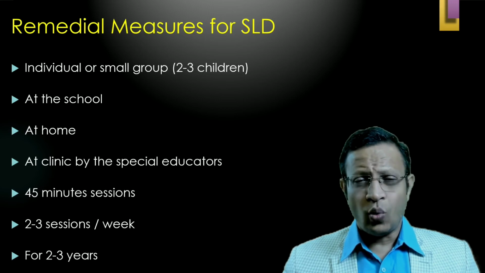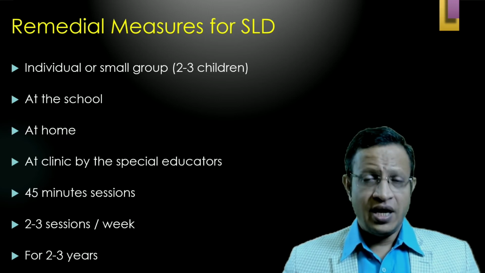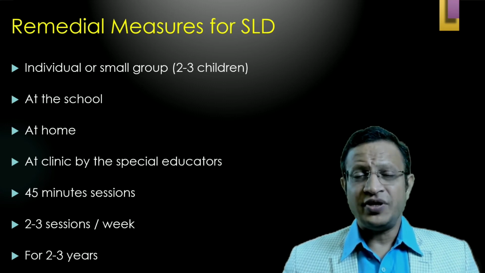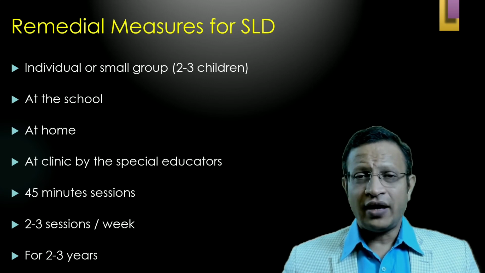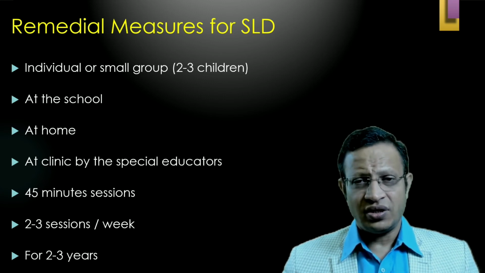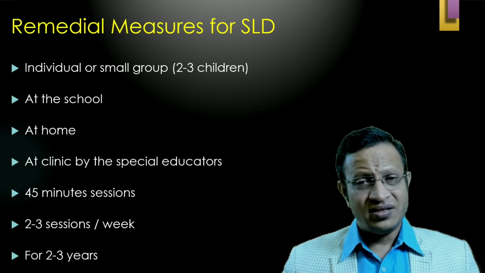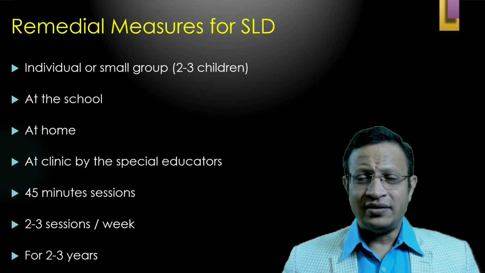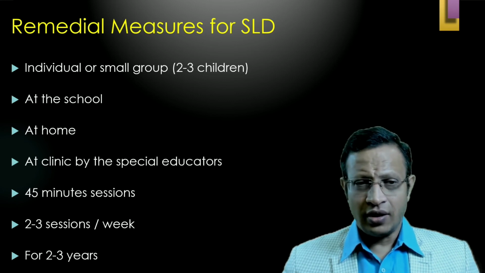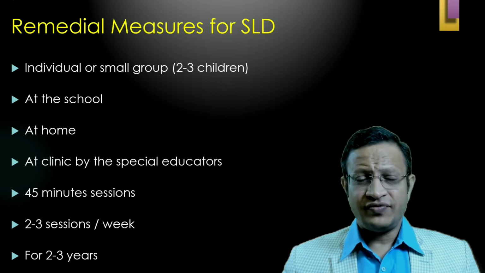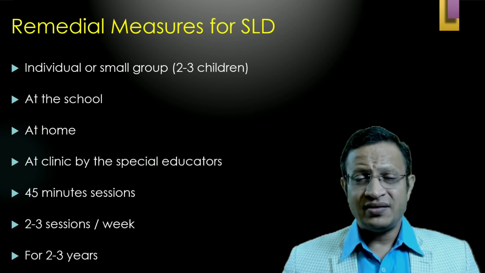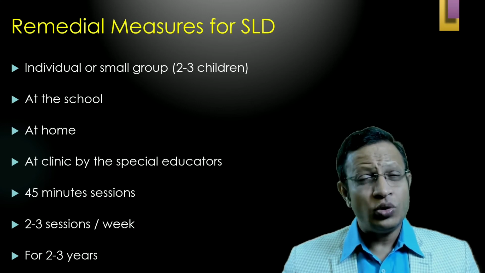Remedial measure is not a one sitting, two sitting. It is not done individually sometime, or it may be done in a small group. The best is done in individual, that means one to one. Many a time, because of the lack of resources, you may consider 2 to 3 children in a small group. Best is done at the school or at the home, or very rarely at the clinic of the clinical psychologist. Each session may last for 45 minutes to 1.5 hours sometime. 2 to 3 sessions per week, and these sessions will last for 2 to 3 years.